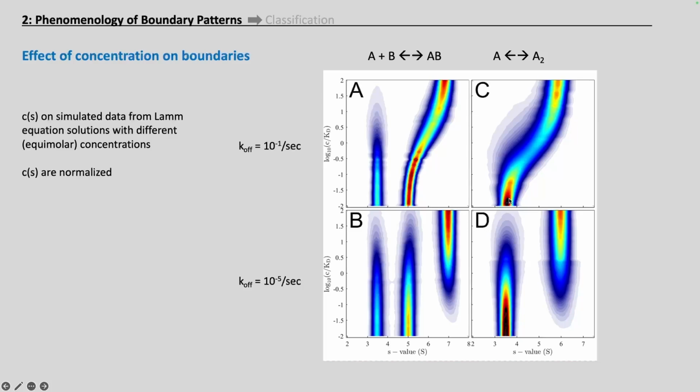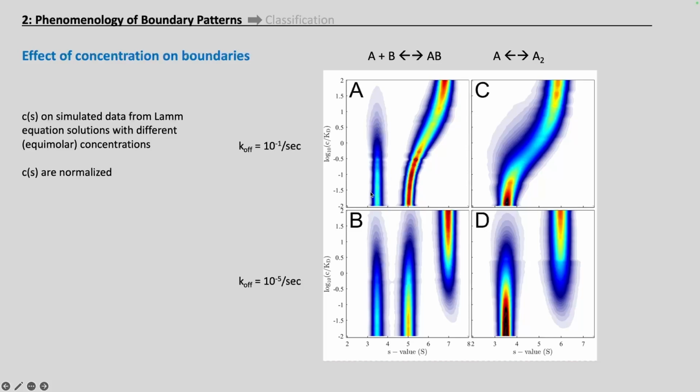As we raise concentration, the boundary S value increases because the fractional time each molecule spends in the dimer state increases. And this goes until we virtually saturate the assembled state. Now, in the case of the heterodimer, I should mention that the simulations assume equimolar concentrations of A and B.